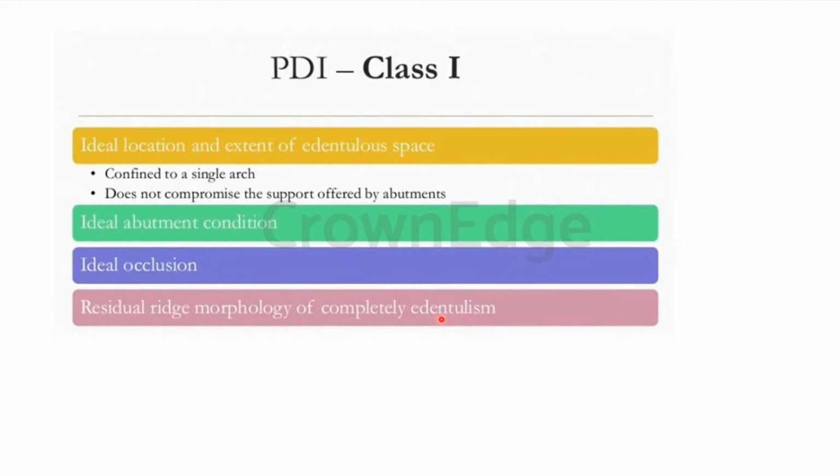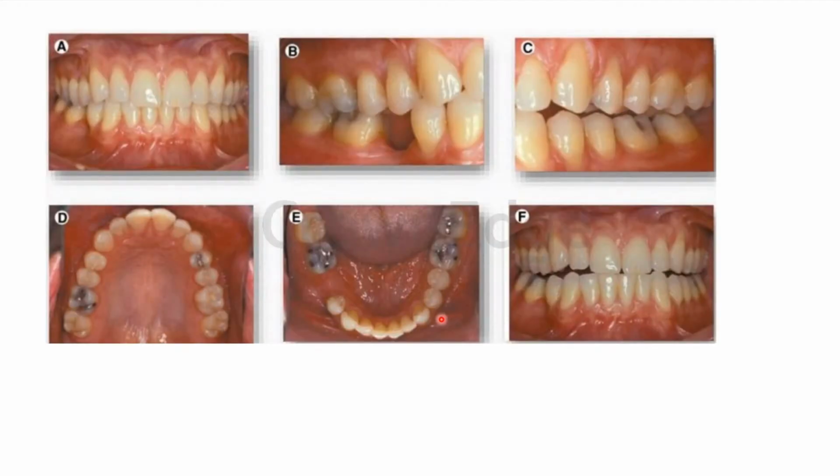So what does a PDI class 1 basically look like? If you can see over here, a nice equal bite when the patient is in his centric relation, a good bite which you can see, a small edentulous space which is present, confined to a single arch only.